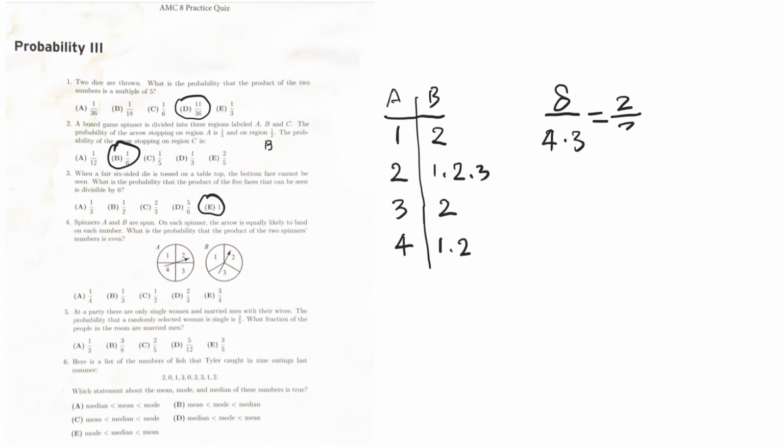2 over 3. We cancel 4. That's 2 over 3. So the answer is D.